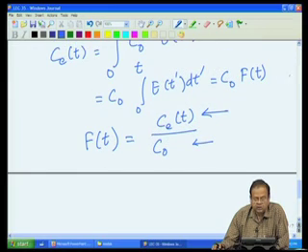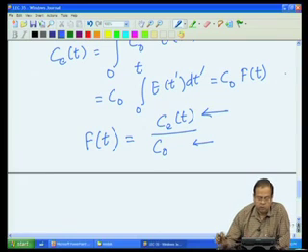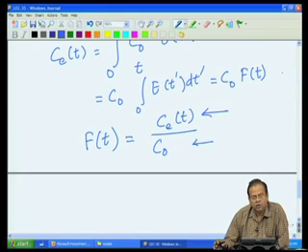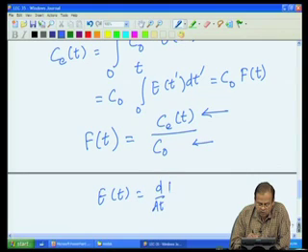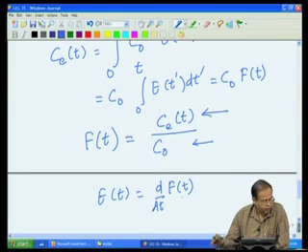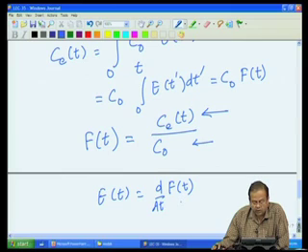Now, how do we get E(t), that is, the exit age distribution, from this? I know my F(t) is nothing but the integral 0 to t of E(t') dt', or in other words, E(t) is nothing but dF(t)/dt.